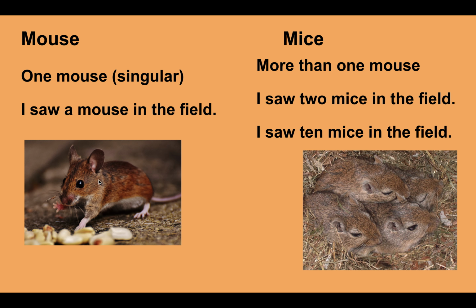The mouse ate seeds. Now, mice, more than one mouse. So if you're going to say two, you say, I saw two mice in the field. So mice is going to be plural, more than one. And you can also say, I saw 10 mice in the field. Well, I saw 40 mice in the field.